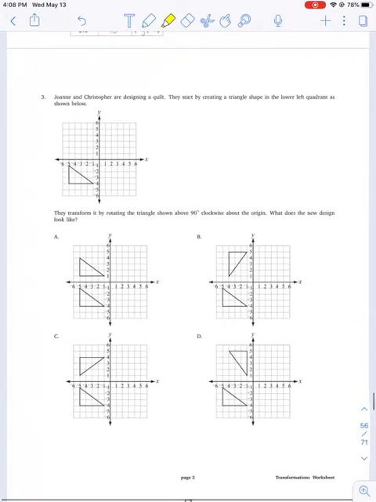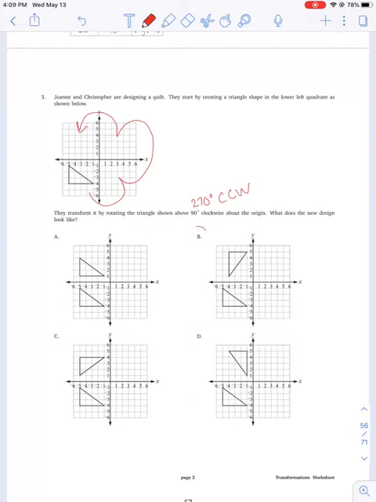Okay, this is one big problem on this page. So rotating 90 degrees clockwise, you could also think about that as a 270 degree regular rotation because we like counterclockwise. So that means it's going 3 quadrants because it's 270 degrees. So it should end up in quadrant 2, which means that B is the correct answer.